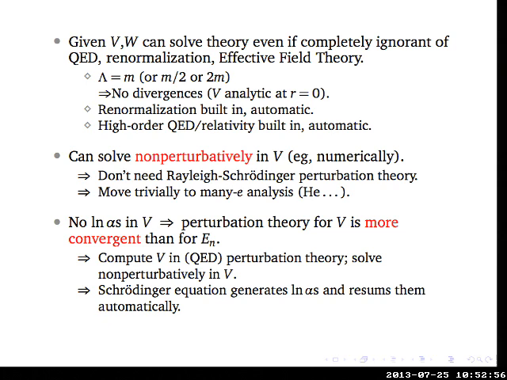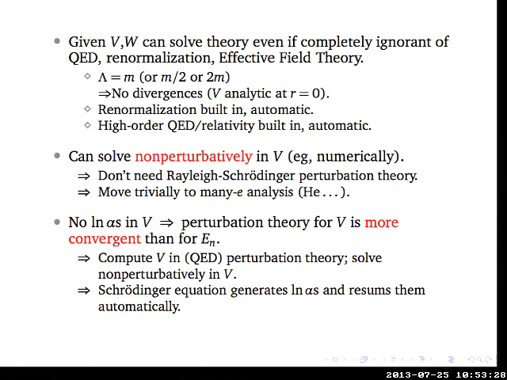Renormalization is built in, as I said, but so is higher order relativity and higher order QED. All of it you get for free if someone has actually done all the work to figure out what V and W are. Because there are no divergences to deal with in perturbation theory, you can solve this non-perturbatively. So you could solve the Hamiltonian numerically. You can diagonalize it. You can solve all orders in V. You don't need Rayleigh-Schrodinger perturbation theory.